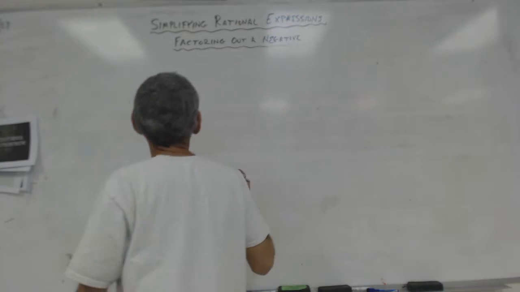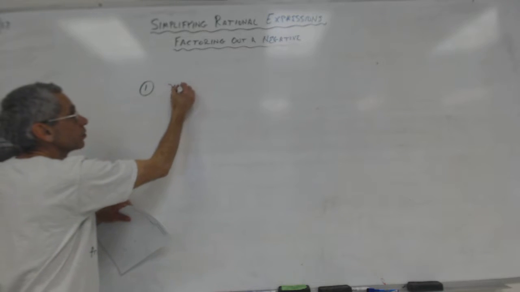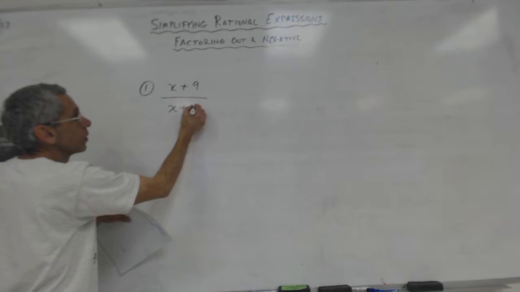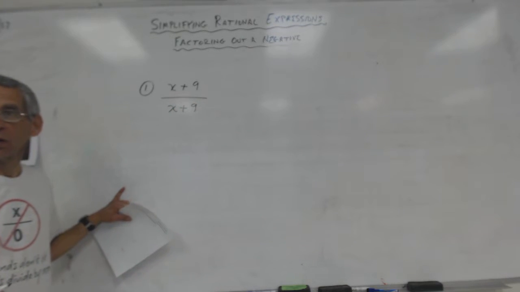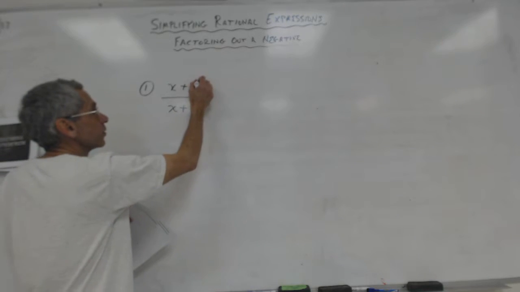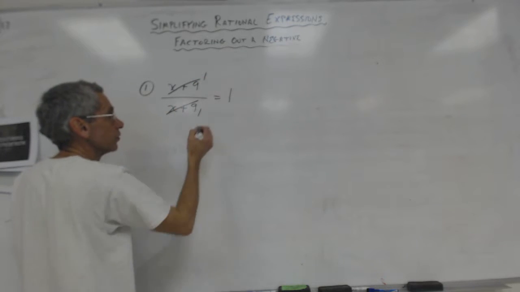So if I gave you a problem like this, x plus 9 over x plus 9, what would you do? What would the answer be? It would just be 1. Right. X plus 9 goes in x plus 9 once. So the answer is 1.